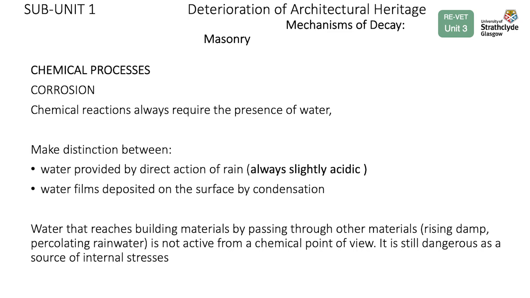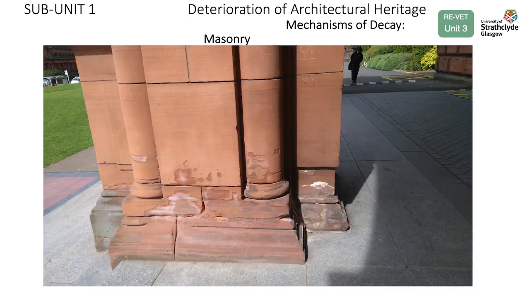All the water that reaches building materials by passing through other materials, via rising damp or otherwise, is not active from the chemical point of view because it has already been in contact with solid materials of the same type. This kind of water is still dangerous as a possible source of internal stresses.